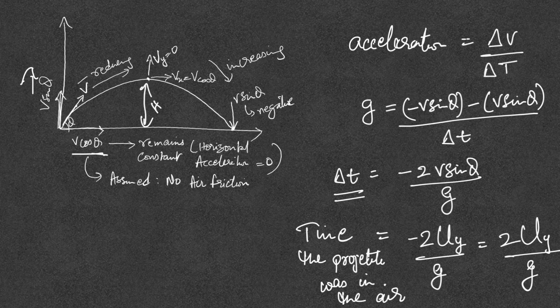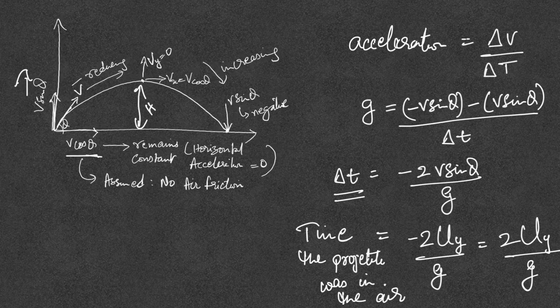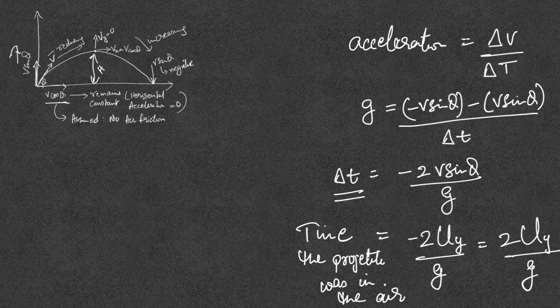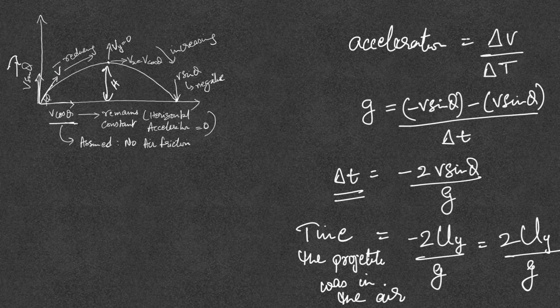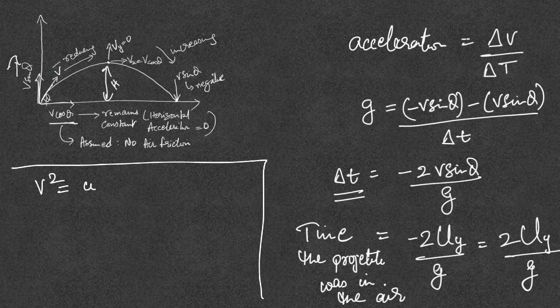Now let's say if you want to find out the height, the maximum height that the projectile reached. Okay, so let me again just minimize this and keep it over here. And if you were to understand the height, we can use the formula, that is v square equals u square plus 2as, right, Newton's laws of motion, right?